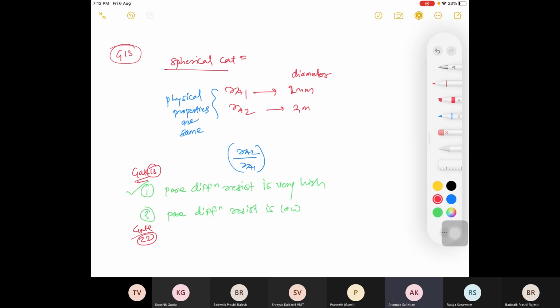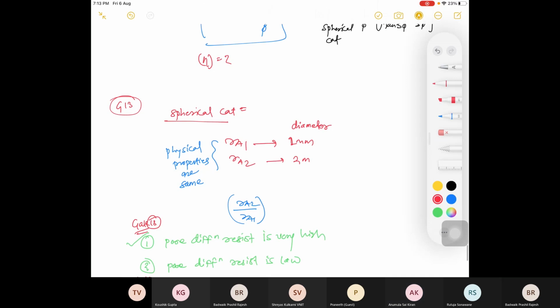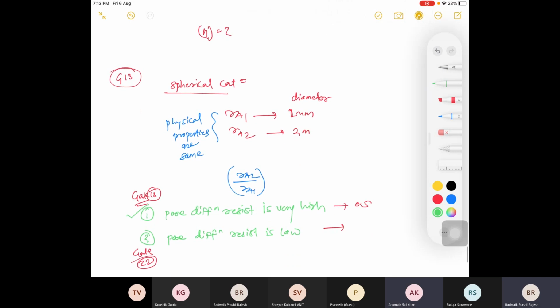Sir, for the first case it is 0.5. For the second case it is constant, sir. Right? How? Sir, because pore diffusion resistance is very high, then it is high pore diffusion. Then R2 by R1 is inversely proportional to D2 by D1, right? So I am writing here R2 by R1, so it is D1 by D2. So it is 0.5. Maybe be careful about this.